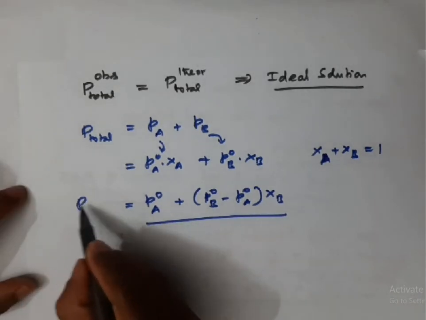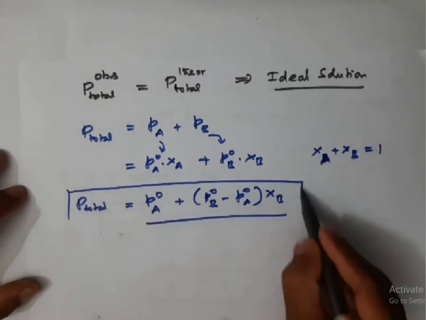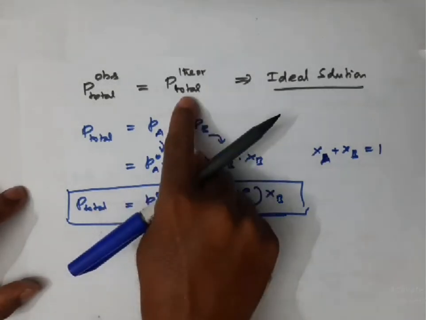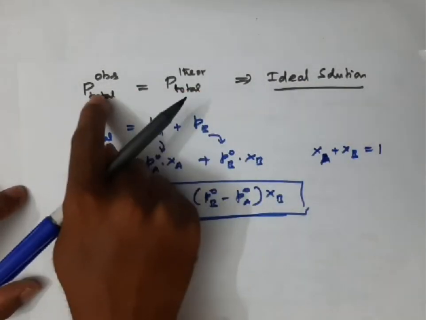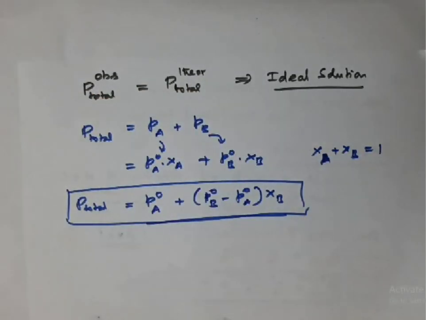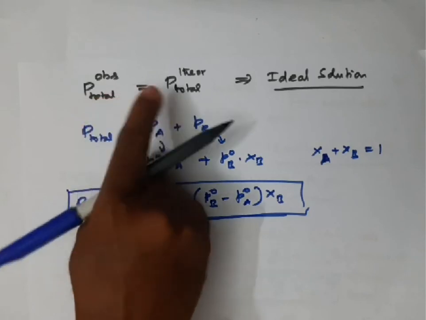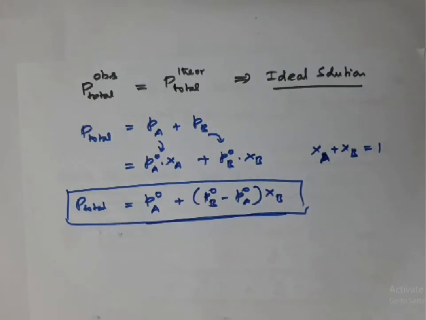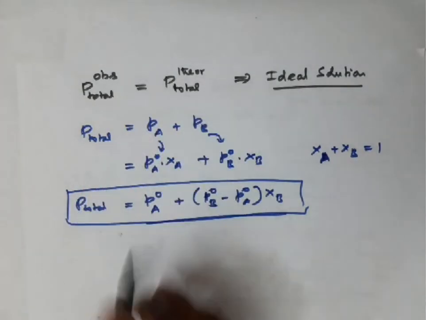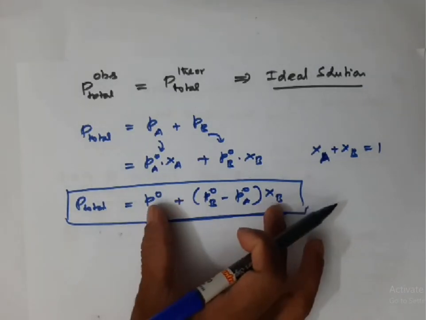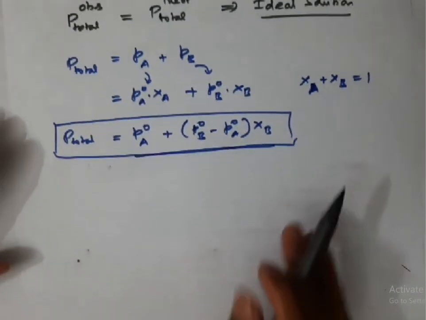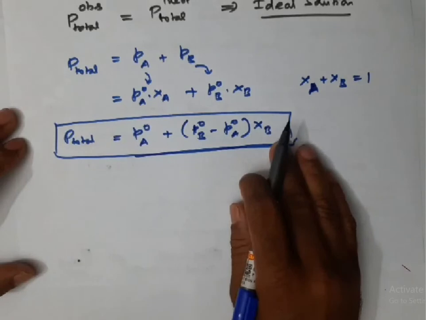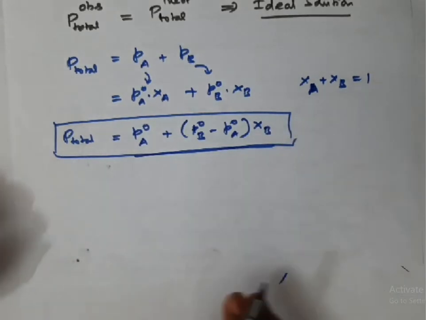Total pressure, students, observe carefully. This total pressure is nothing but the theoretical total pressure, and for an ideal solution, the theoretical total pressure and the observed total pressure are the same. Observed means experimentally measured. If these two are equal, we call the solution an ideal solution. So for an ideal solution, you can calculate the total pressure using this formula. In the last class, I told you that if this formula is obeyed, then we call the solution an ideal solution.